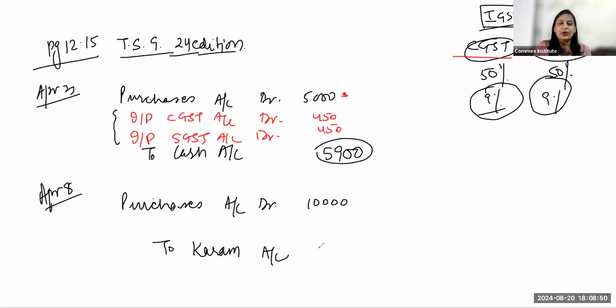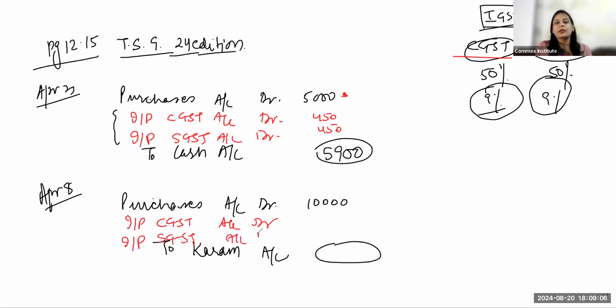So to Karam account, now I'm not filling in the amount over here because that will include GST also. And then I have to take care of my GST part. So again, input CGST account debit and input SGST account debit. So how much is it? 9% each again. So 900 and 900. So it becomes 11,800. The total amount will be 11,800.